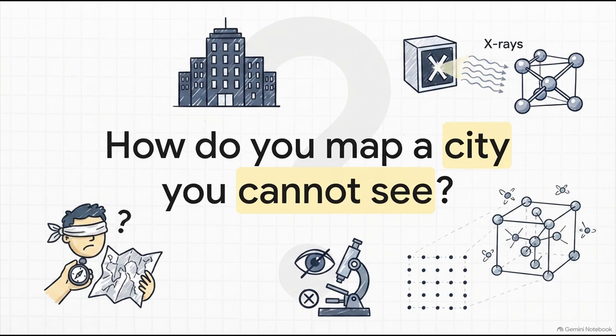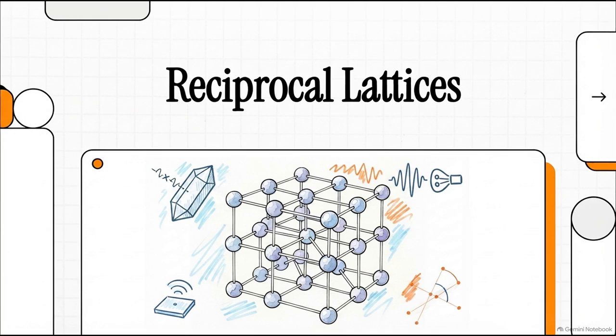Well, this is exactly the core problem scientists faced when they first tried to understand the atomic structure of crystals. I mean, how do we figure out the precise three-dimensional location of every single atom in a solid piece of material when those atoms are far, far too small for the human eye or even a traditional microscope to ever actually see? Welcome to The Explainer.